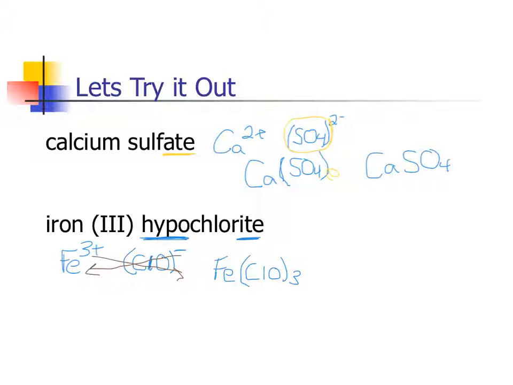iron 3 hypochlorite. Now, if I did not put those parentheses there, I'm writing this in red because it's wrong, we would have FeClO3 like that. Well, that's a completely different thing. This polyatomic ion, ClO3, that's chlorate. That has different physical and chemical properties than hypochlorite. Because of that, they do not react the same.